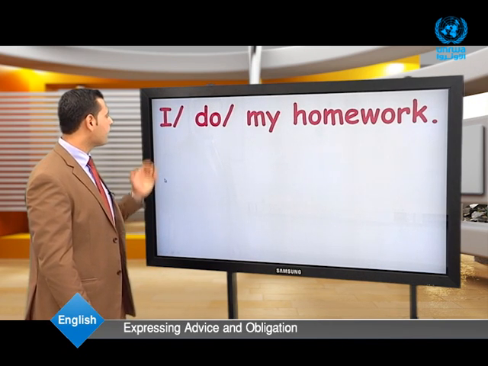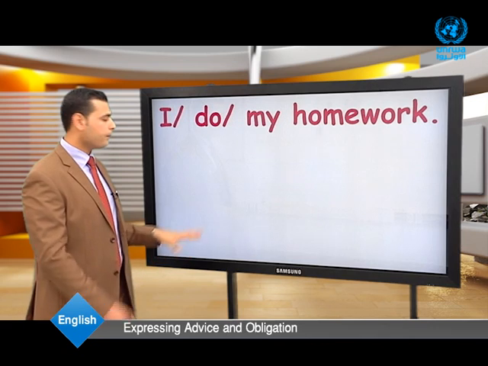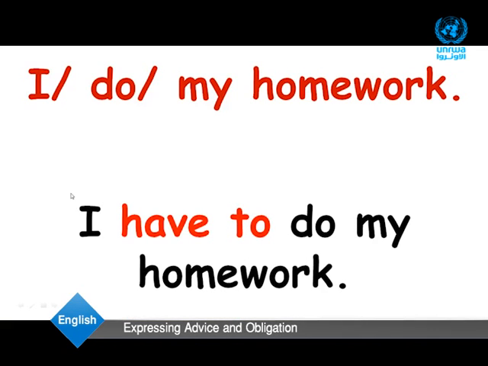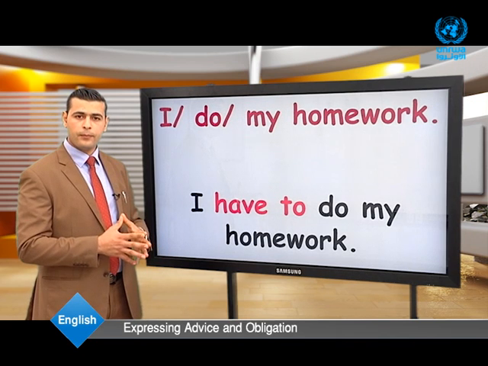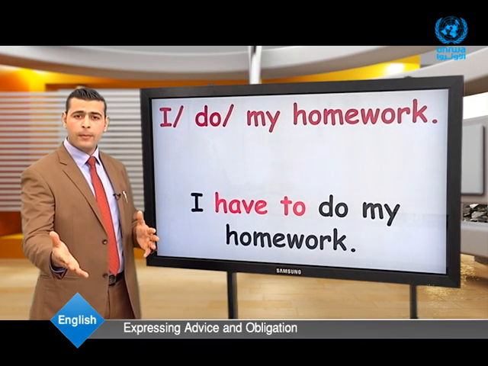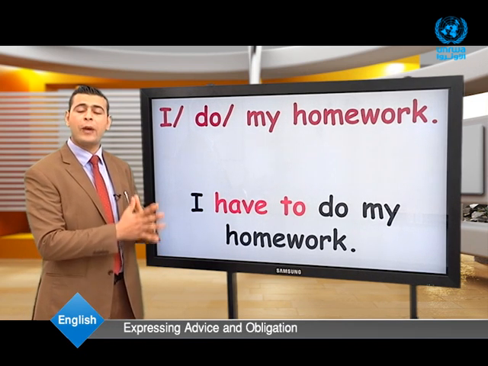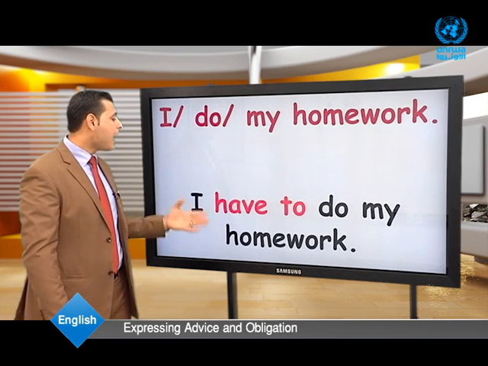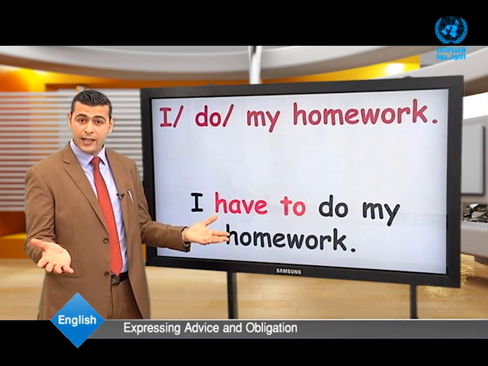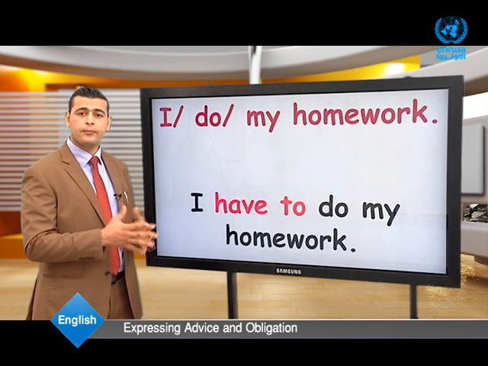Let's go ahead. I do my homework. In the sentence, I have to do my homework. Here, dear students, this sentence carries a kind of obligation. And this obligation comes from my teacher, for example. We said that the structure of have to or has to carries an obligation when it comes from somebody else. So, I have to do my homework, otherwise the teacher will punish me. Otherwise, I will not get high marks, and so on.